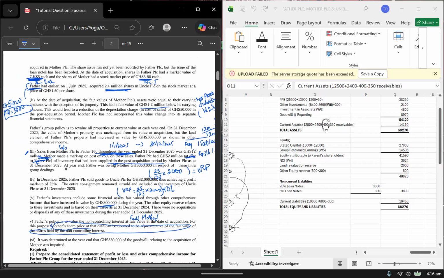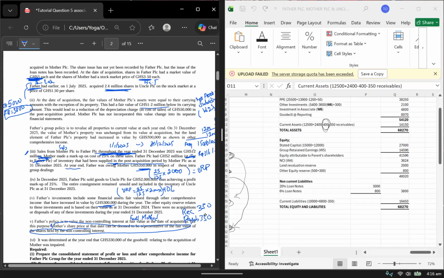Let's check. At year end, Father was owing Mother 350 in respect of these intra-group dealings. So we are saying that because you're a single entity, you can't owe yourself. So one will record if one is owing the other, it would be recorded as receivable. Father recorded payables of 350 to Mother. Mother also recorded receivables of 350 from Father.